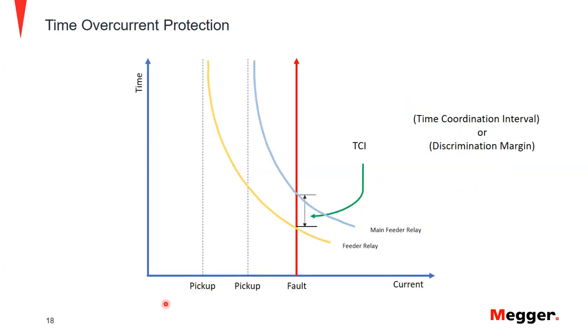Okay, so in this one, we have a little bit of the TIC, which is the time coordination interval. We'll speak a little bit about this. It's basically a minimum time between operating characteristics of 2 series devices. And what we mean by series is that, let's say they're on the same circuit, okay?